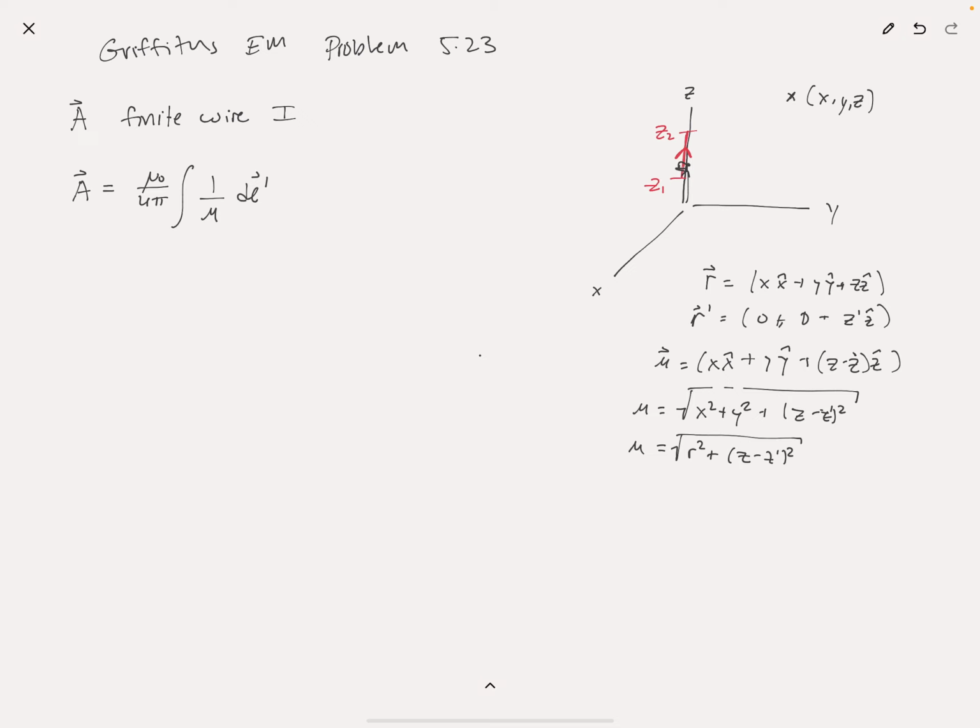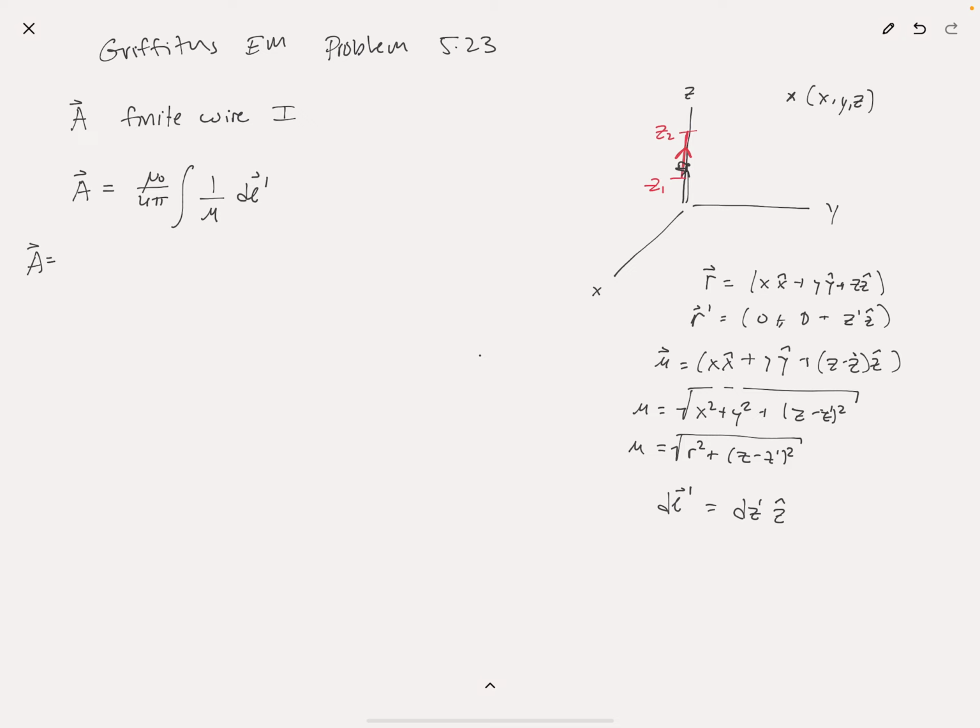Okay, great. Next thing I need to figure out, so I figured out 1 over script r, alright, I have script r, and now I need dl prime. That's the path along the wire, which is dz prime in the z hat direction. Oh, great, now we have all we need.